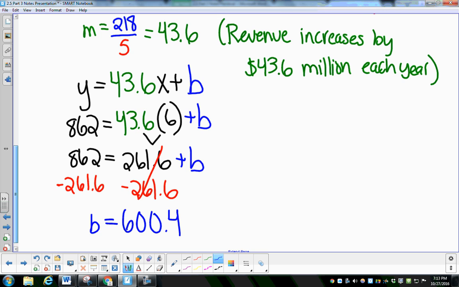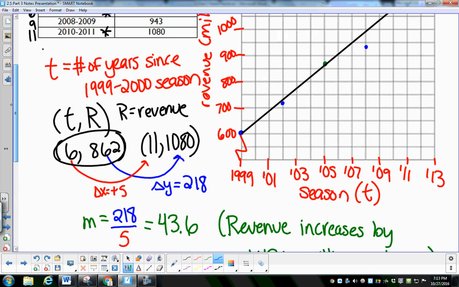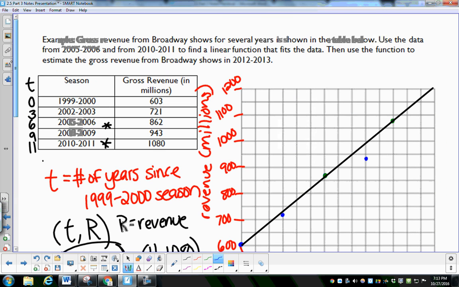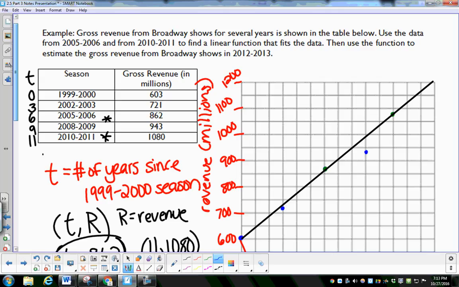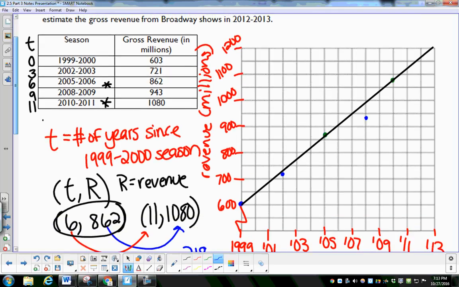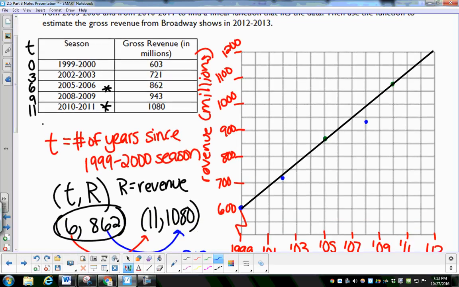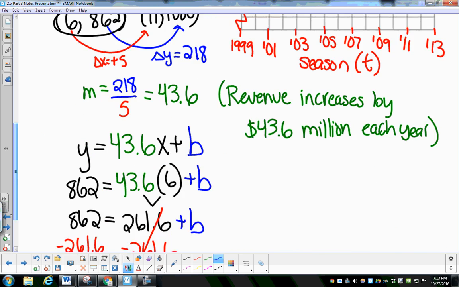Now, it told us to estimate it for the year, let's go way back up to this problem, the season 2012 to 2013. Now remember, if we put that on this table, 2012, that's going to be 13 years after 1999, and we're using our t as the number of years since 1999. So we need to plug in a 13 for t right now.